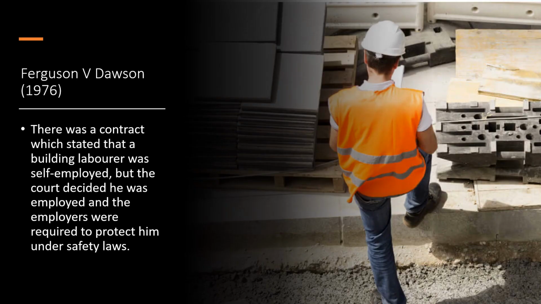A good example of where this kind of test is used is Ferguson and Dawson, in which there was a contract which stated a building labourer was self-employed, but the court decided he was employed, and employers were required to protect him under safety laws. So of course, again, not a vicarious liability case, but proving how employment status can be tested.